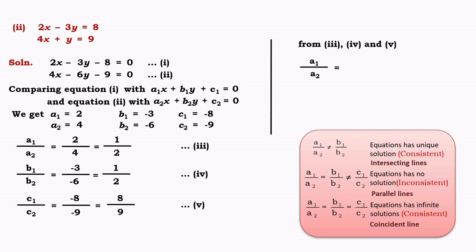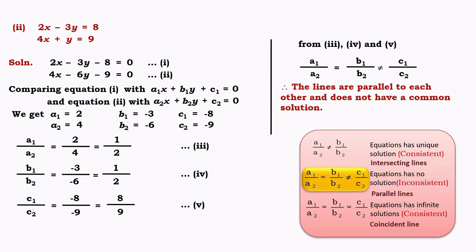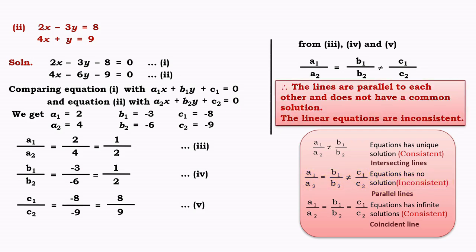Here, a1 by a2 is equal to b1 by b2, but not equal to c1 by c2. So, the lines are parallel and will never intersect. This means there is no solution. Therefore, the system is inconsistent. Final conclusion: the given lines are parallel to each other and have no solution.